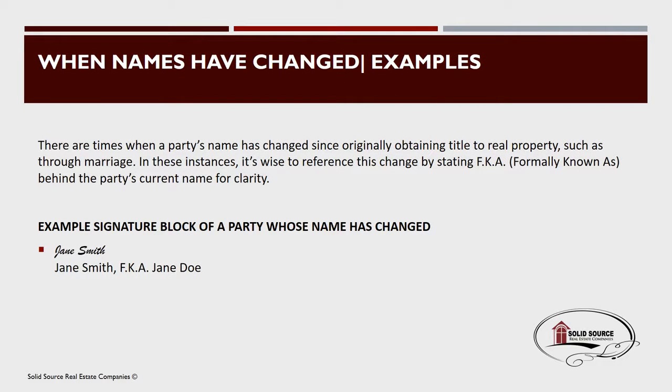When names have changed, there are times when a party's name has changed since originally obtaining title to the property, such as through marriage. In these instances, it's wise to reference this change by stating FKA, formerly known as, behind the party's current name for clarity. Here's an example signature block of a party whose name has changed.